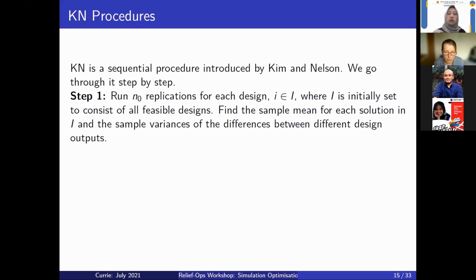In step one, then, just as we saw when we looked at the flowchart, you'll run N0 replications for each design. So you will have a set of designs, and here we define this set I. And I is the set of designs that are in contention, so the set of designs that we are still sampling from. At the beginning of the process, that's all of the designs that we're considering.